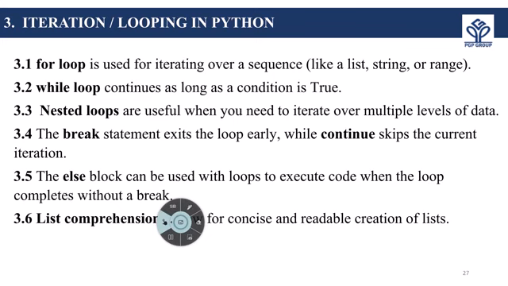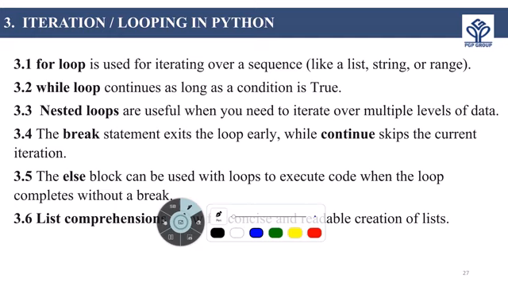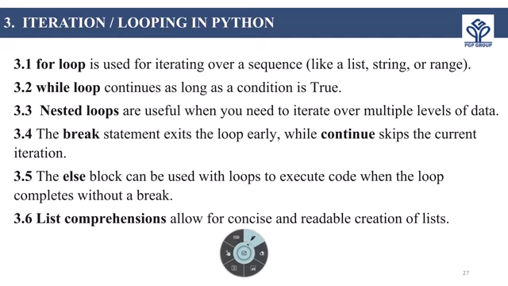Next one, iteration or looping in Python. The previous topics are concluded in control flow. The next one, iteration or looping in Python. First one, we are using the for loop. The for loop is used for iterating over a sequence, like a list, string or range, whatever it is. We give the condition to be checked and then it iterates over the sequence of numbers to be executed.